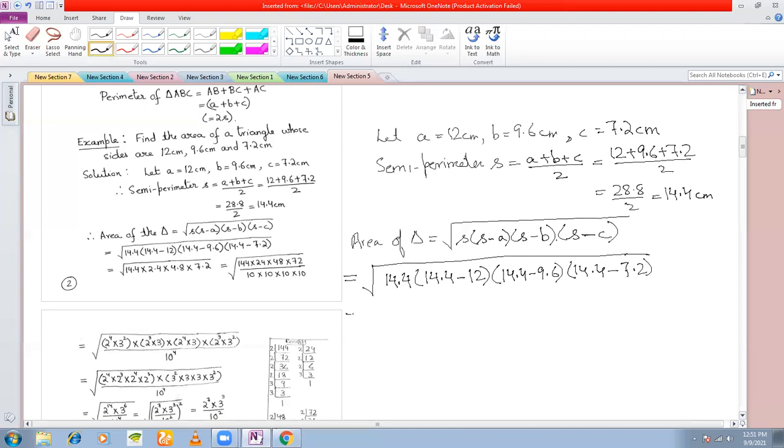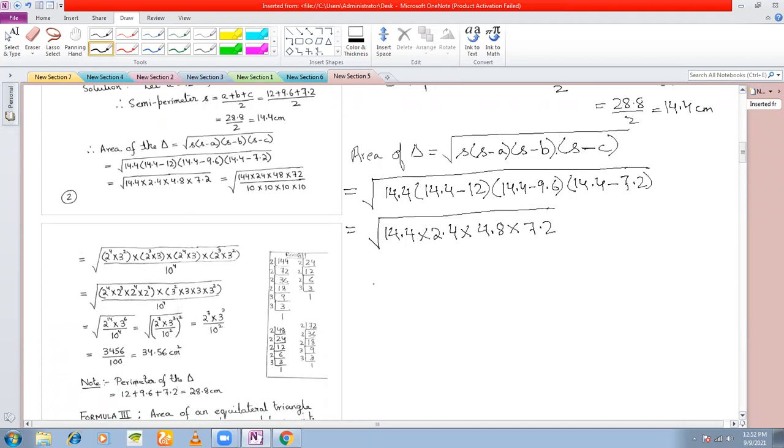Fine. So now what we do is we work out the values. 14.4 into 14.4 minus 12 will give you 2.4. 14.4 minus 9.6 will give you 4.8. And 14.4 minus 7.2 will give you 7.2. Now the actual working starts from here. You convert all these decimals to fractions.